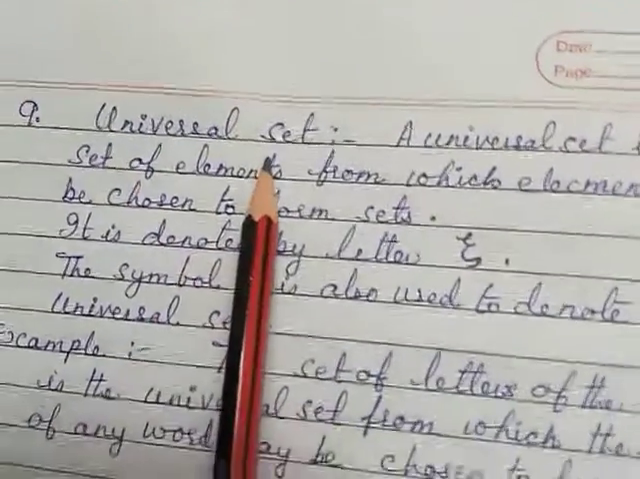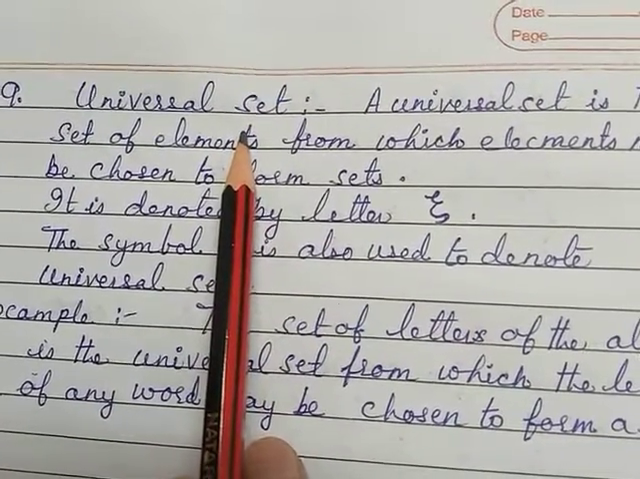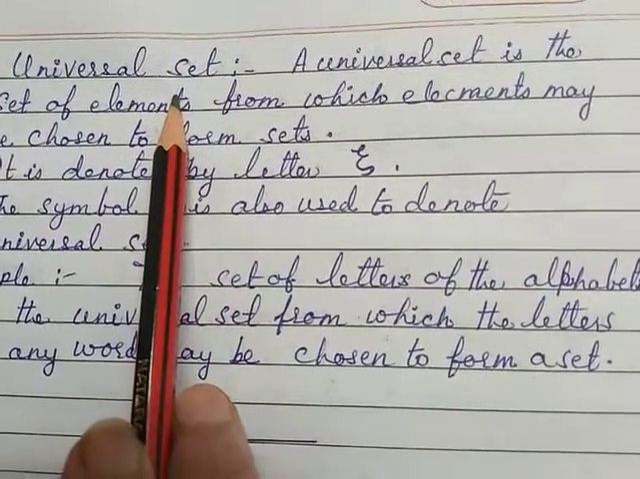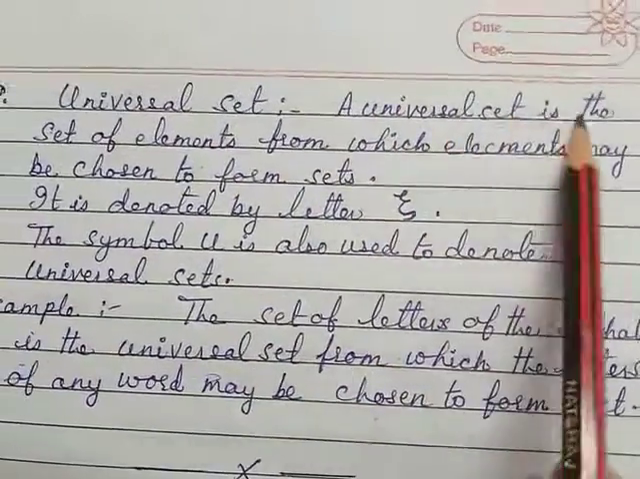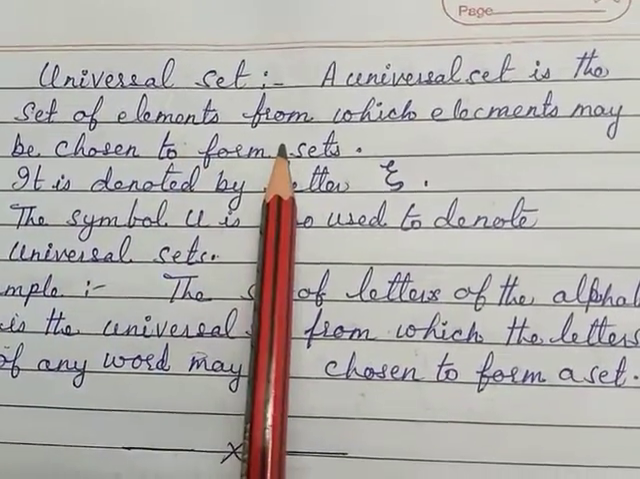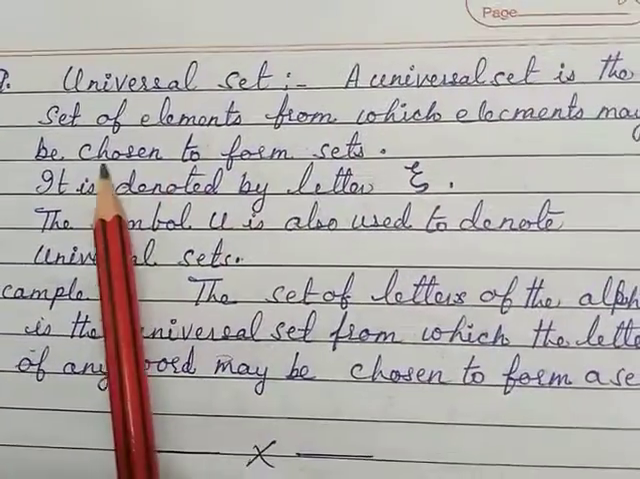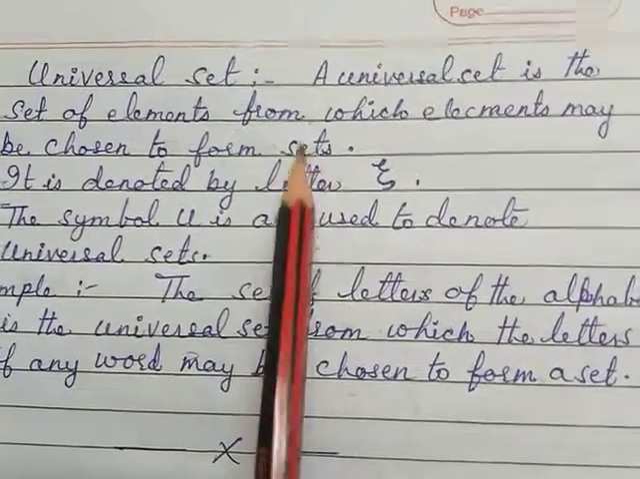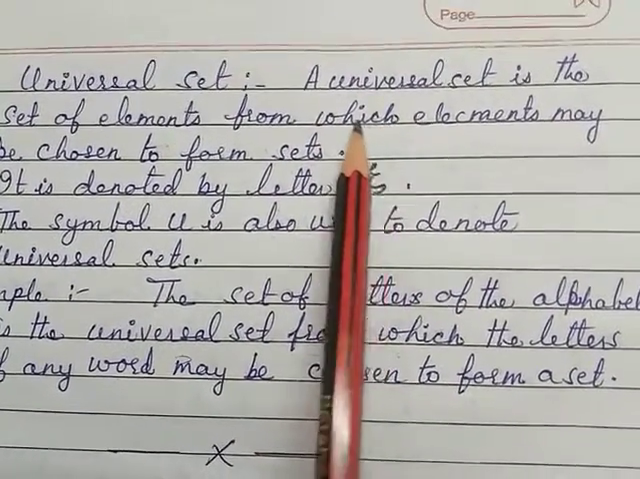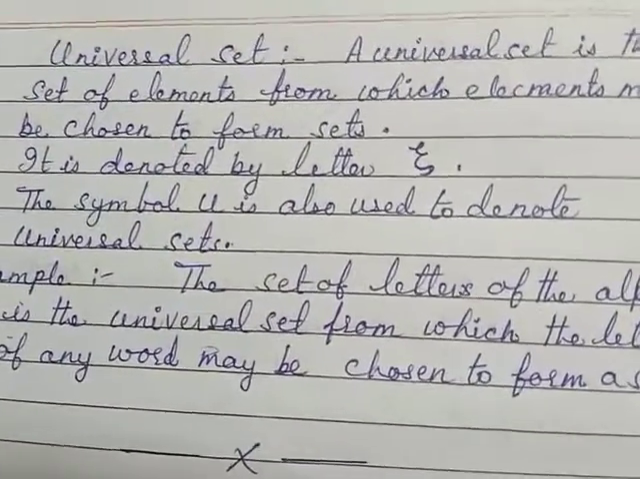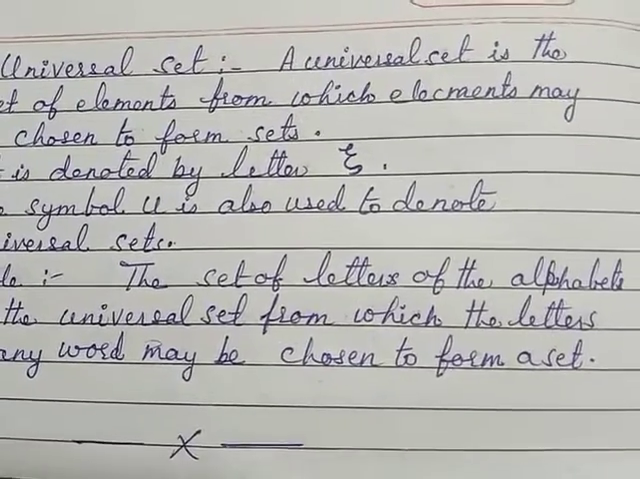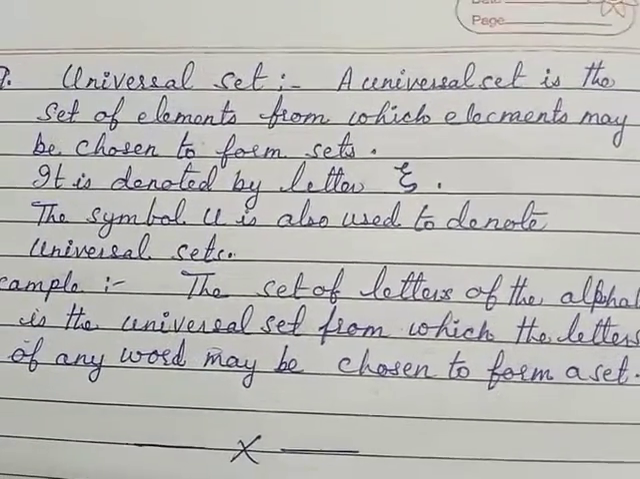The next type of set is the universal set. Universe, the whole universe. That means everything is there in that set. A universal set is the set of elements from which elements may be chosen to form the set. In a universal set, children, many elements are written, and from that we make a set.